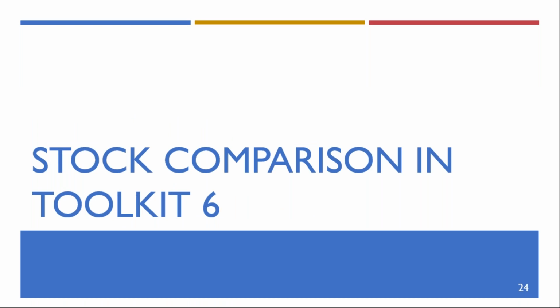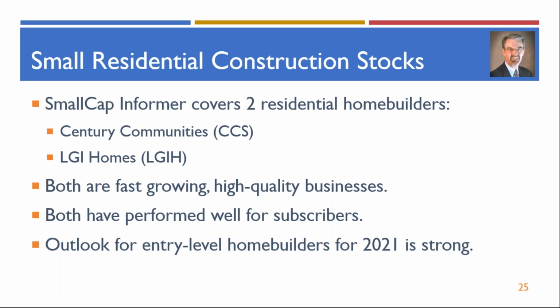So let's take a look at a feature of Toolkit 6 and talk about a couple of stocks that we actually cover in the SmallCap Informer website. I'm very optimistic about the residential construction, the residential home building industry, even as we go into 2021. Residential construction is part of the consumer cyclical sector in that when the economy tends to slow down, when we are in a recession, residential construction companies tend to see home sales drop off and see their performance inhibited.